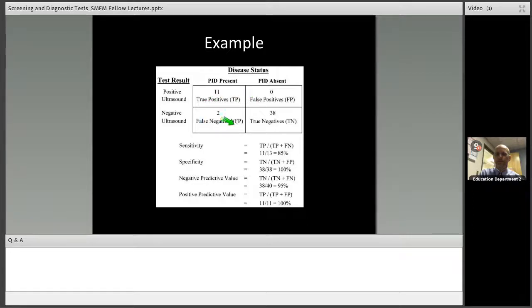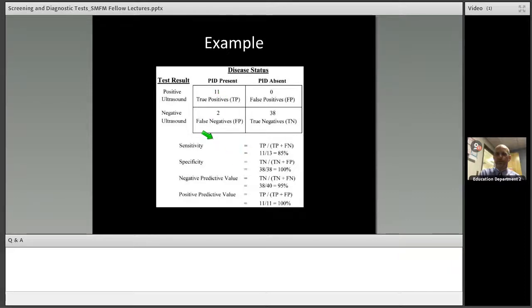So you have your true positive and your false positive, and then you have your false negative and then your true negative. So using that same formula to calculate your sensitivity, you have to use your true positive divided by all of the positives, which would include your true positives and your false negatives. So that's how you calculate your sensitivity.